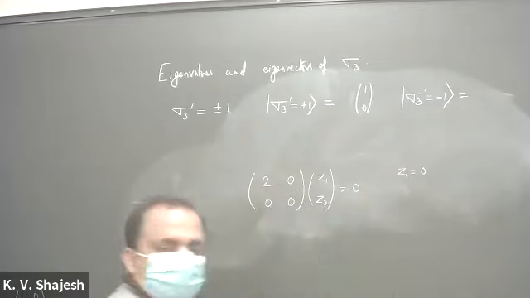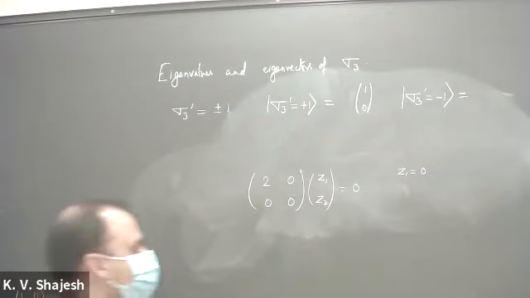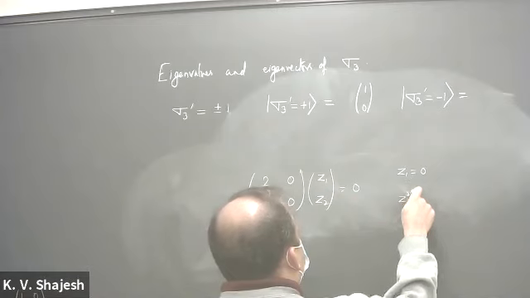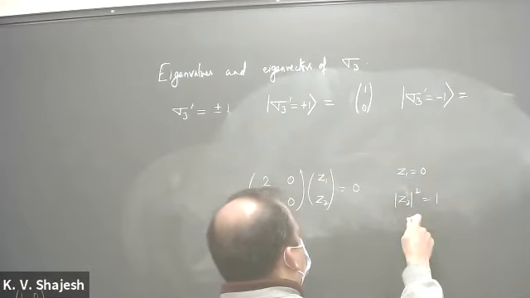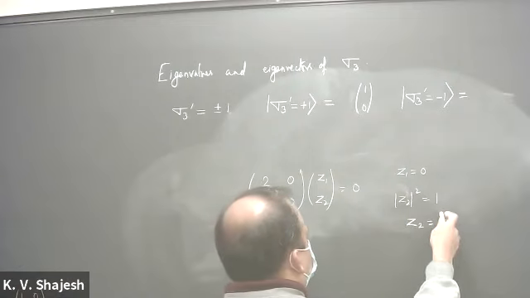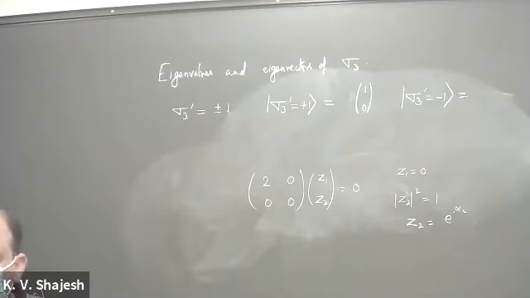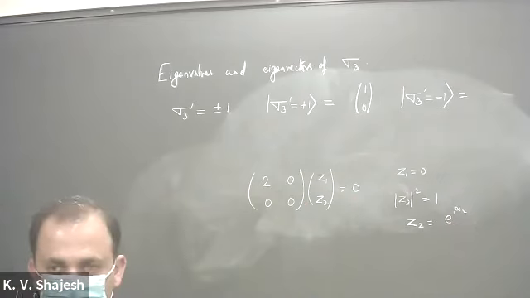But Z2, I don't know anything about it, but I want it to be normalized. So Z1 is 0, so the magnitude of Z2 squared is equal to 1. So Z2 is e raised to i alpha 2. Correct? But it's plus 1, no minus, right?